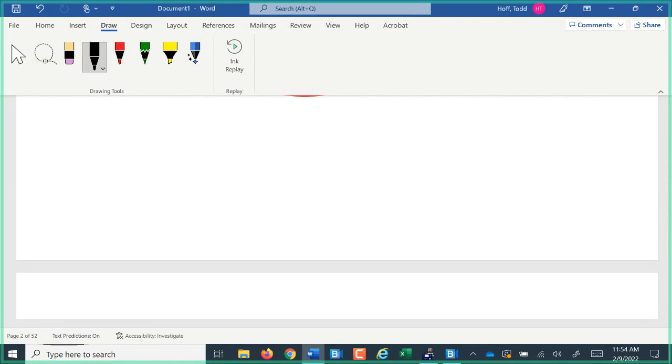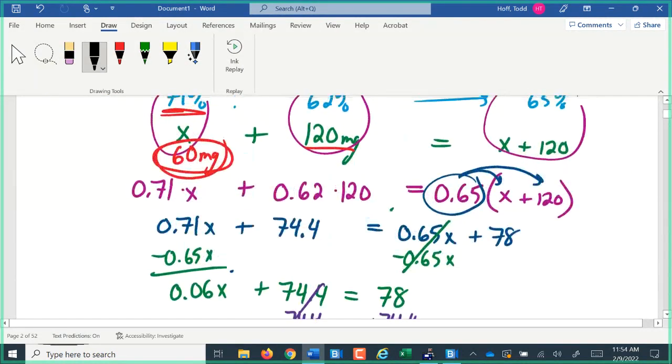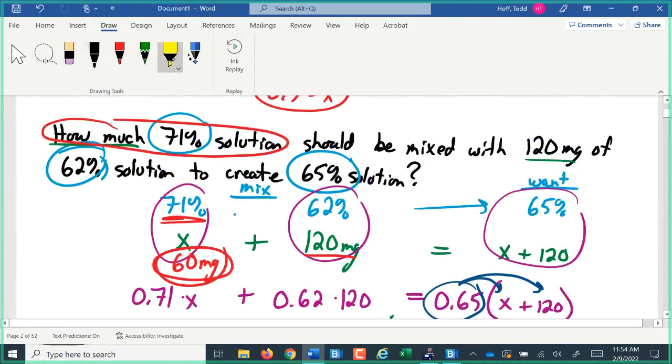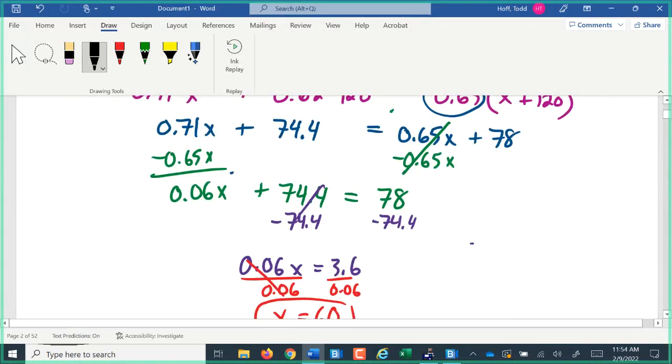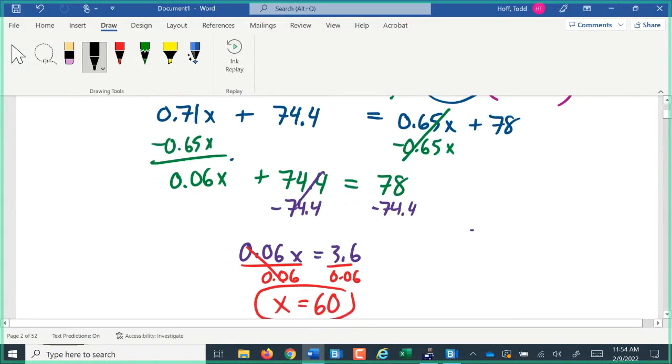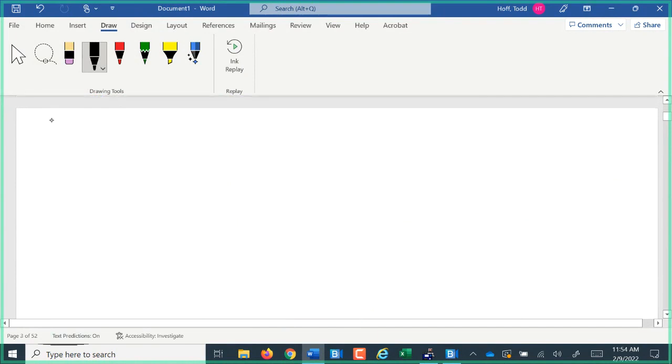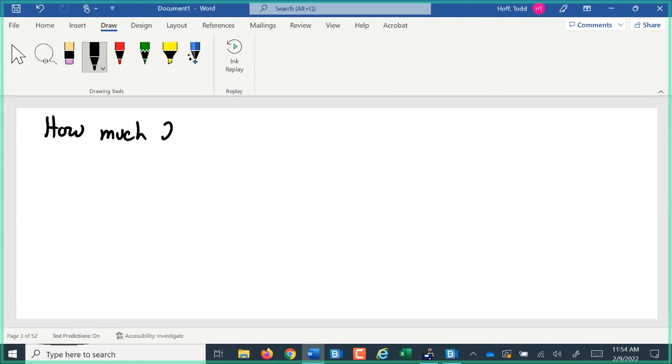We don't always know the amount of one of the solutions. In fact, it's kind of inefficient. Here we knew that we had 120 milligrams of the 62% solution, because it gives us an indeterminate amount of our final solution. So in many cases, we want to know how much of each of these ingredients to get a specific amount of that final solution. So we might ask, how much 28% solution and 16%.